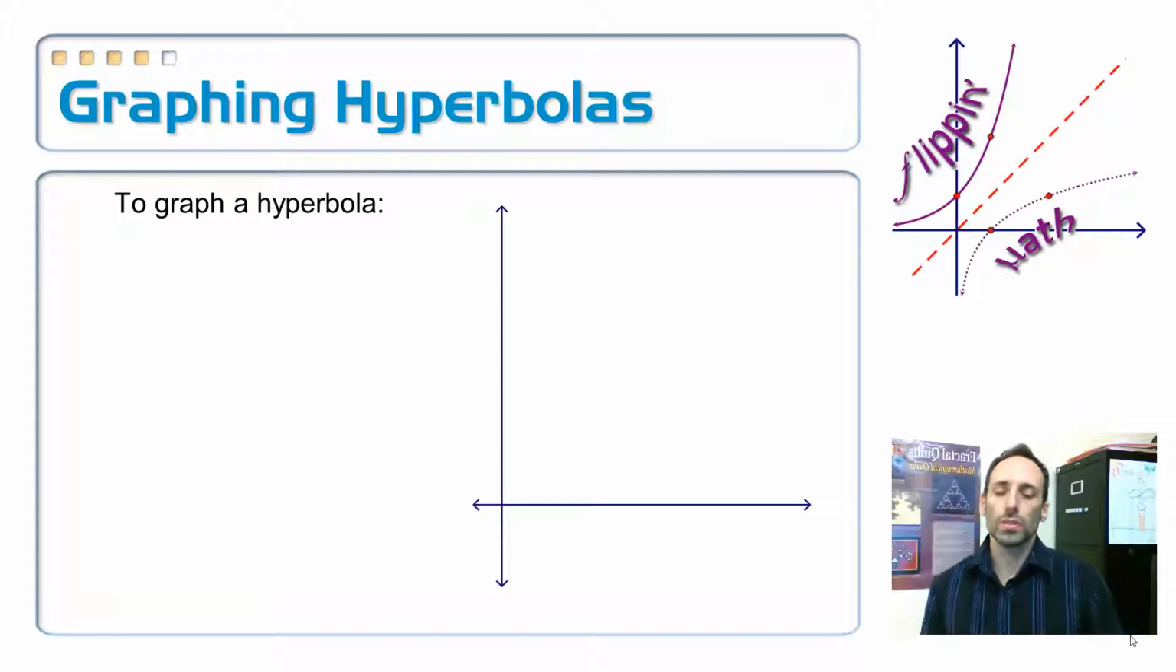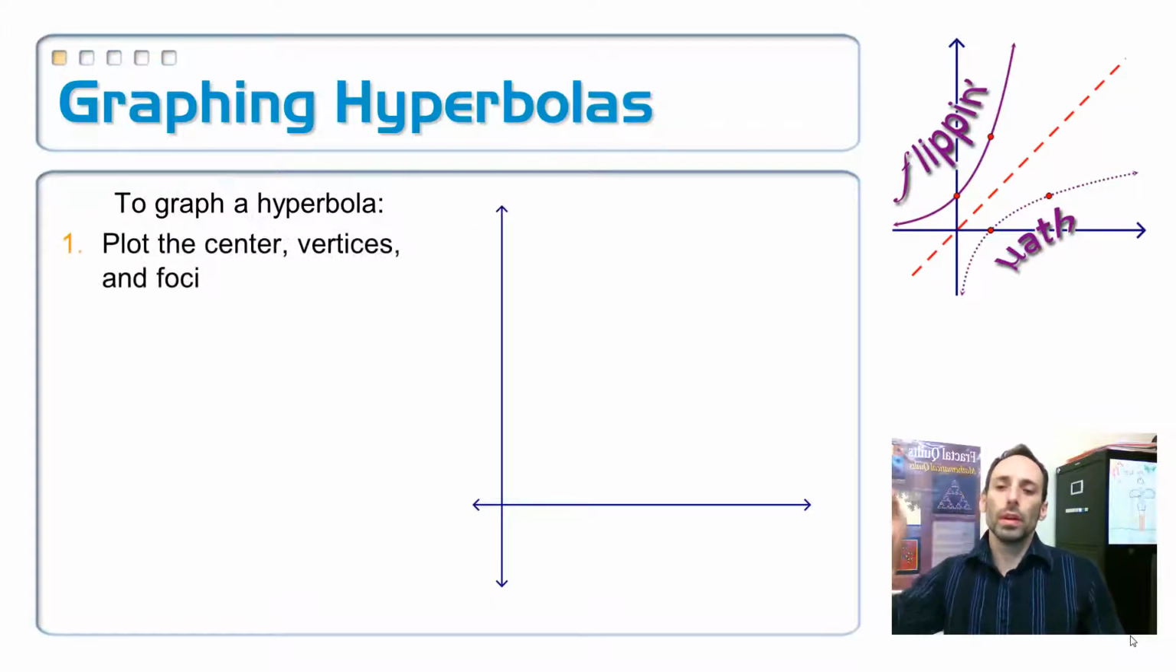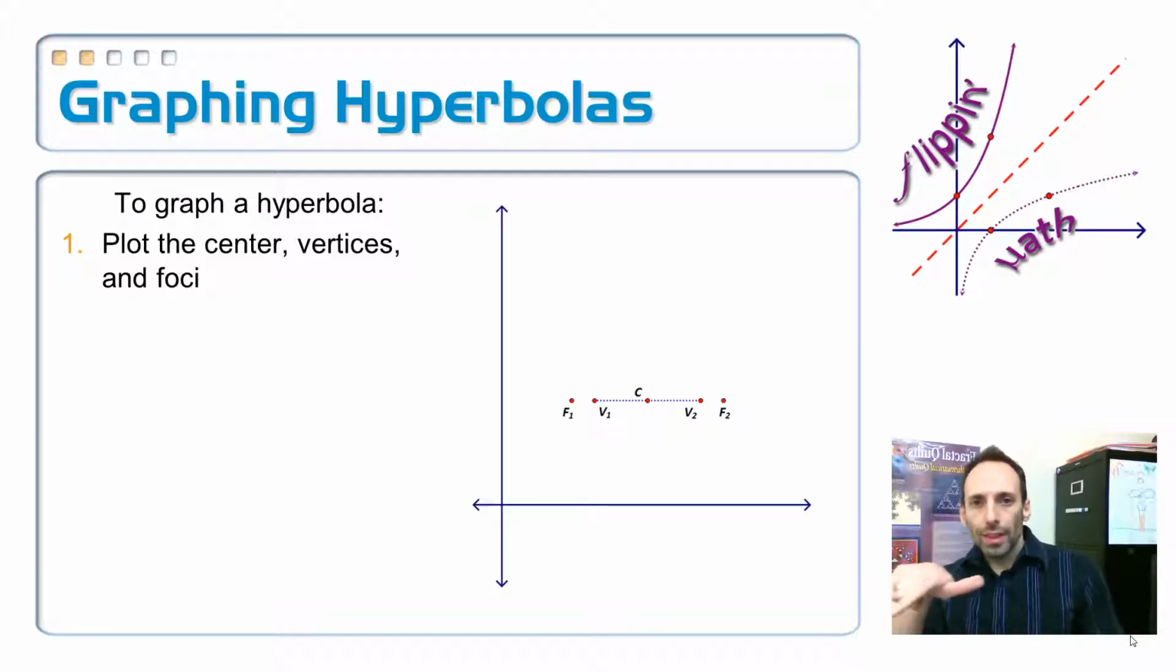Okay, so step number 1, you're going to plot the center, the vertices, and the foci. You're going to get the center from your h, k. Your vertices you're going to get from your a value, and remember, the a value is underneath the positive one. It's not necessarily the bigger one. And then for the foci, you're going to have to use the Pythagorean theorem in order to get it. So there's your center point. I plot that, and I'll plot my two vertices. And if I were to draw the line that connects them, that is the transverse axis.